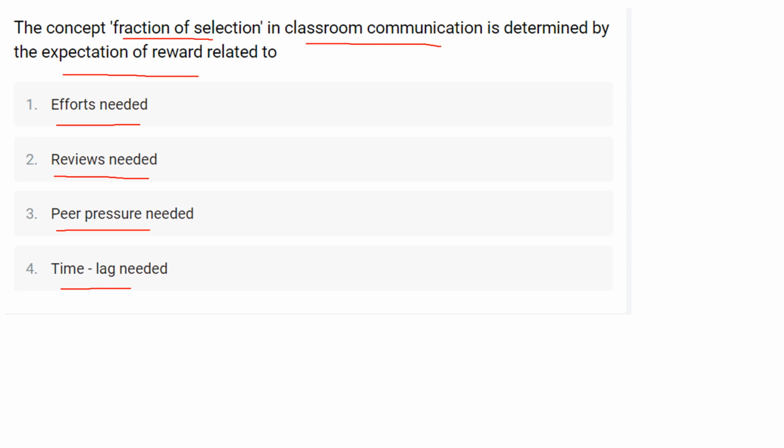The concept fraction of selection in classroom communication is determined by the expectation of reward related to the efforts needed. The formula of fraction of selection was developed by Wilbur Schramm, the godfather of communication studies, in 1954. At the first stage of development of uses and gratification theory, a number of communication theories developed. The fraction of selection is one of them, and this formula helped to determine which form of mass media an individual will select. The formula is frequency of activity equals the expectation of reward divided by efforts required.